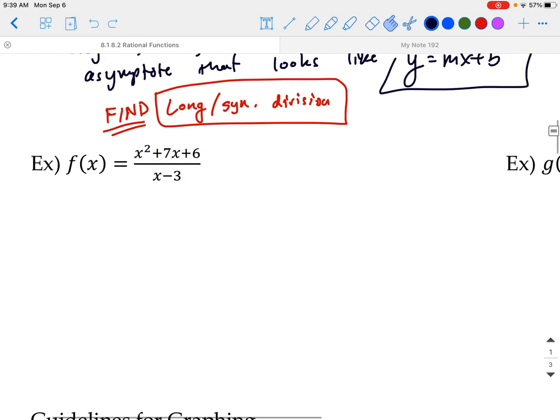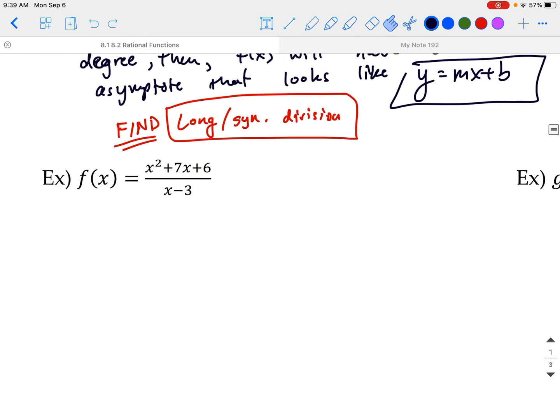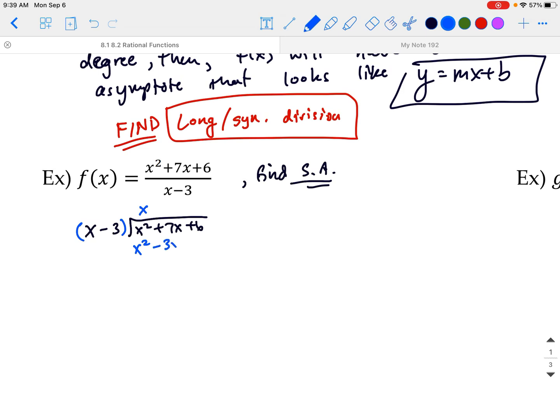So for our examples here, we'll notice that we've got one degree larger in the numerator than the denominator. So this will have a slant asymptote. If we want to find just the slant asymptote, we will actually do the long division here. So we've got x squared plus 7x plus 6. We want to figure out what to multiply x by to get x squared to start, which is just x. So that'll give us x squared minus 3x.